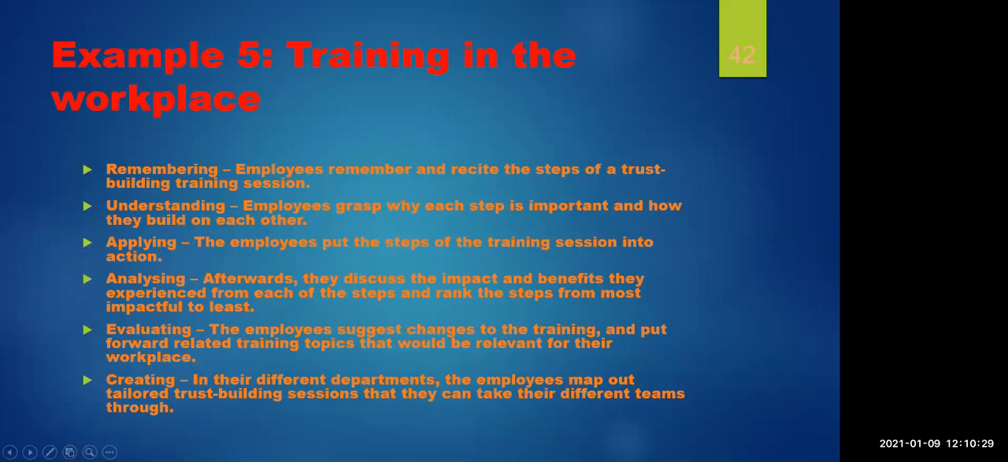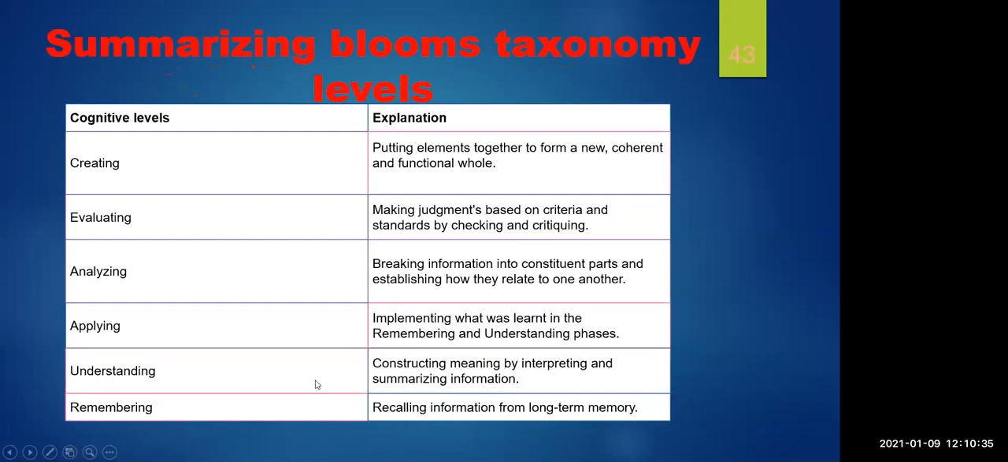So this is the summarization of Bloom's levels. Remembering from the bottom, you have to go: recalling information; understanding, constructing meaning by interpreting and summarizing information; and applying, which is implementing what was learned. Analyzing is breaking down information into constituent parts, establishing how they relate to one another. Evaluating is making judgments based on criteria and standards by checking, and critiques can be given for that, whether it is right or wrong, strongly we can say. And creating is putting elements together to form a new concept that functions as a whole. This is the total summary of Bloom's levels.